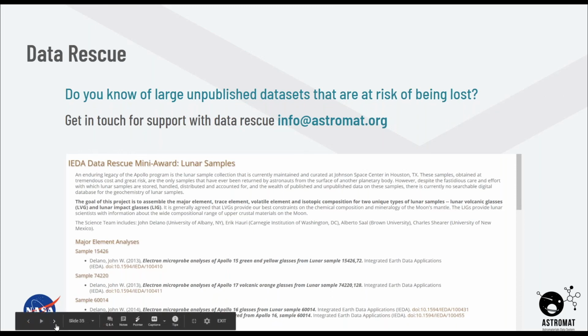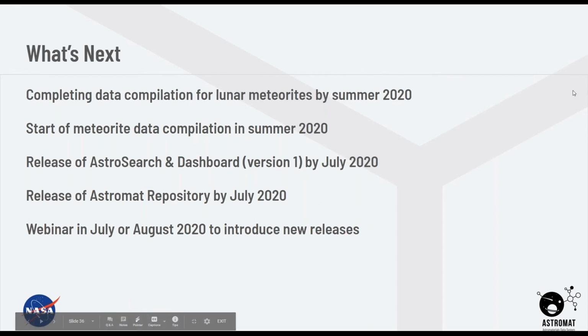Okay, with that, next one. So what can you look forward to? Obviously, I showed that timeline earlier. So that means that we have a number of system releases coming up by the end of the first year. We will have a complete compilation of all the lunar meteorite data this summer. We will start then with the compilation of meteorite data in this summer.